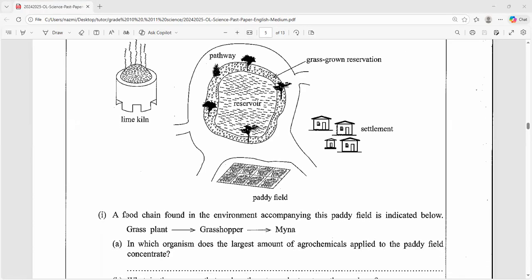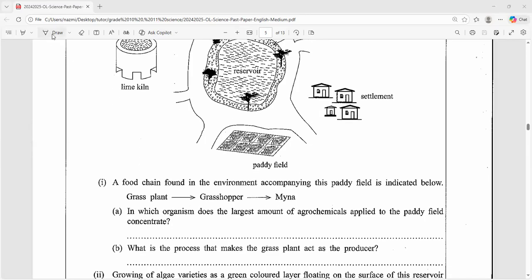The food chain found in the environment accompanying this paddy field is indicated below. Grass plant, grasshopper, eaten by the myna. In which organism does the large amount of agrochemicals applied to the paddy field concentrate? Myna only. So it will be there in the grass plant, from grass plant to grasshopper, then to myna. Yeah, it's the myna there. Further along the food chain will accumulate more chemicals.